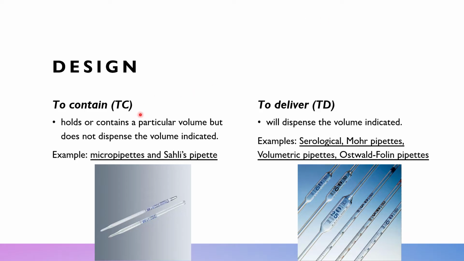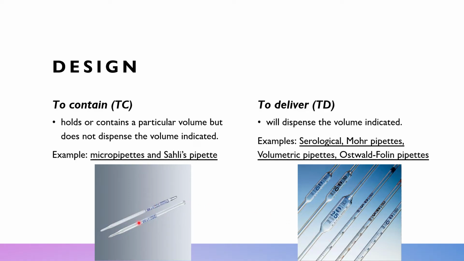Like other TC designated labware, a to-contain pipette holds or contains a particular volume but does not dispense that exact volume. However, for a TD or to-deliver pipette, this will dispense the volume that is indicated.